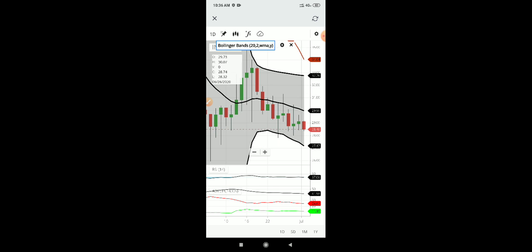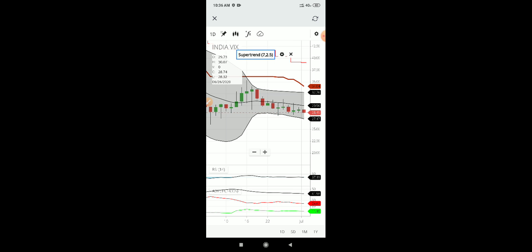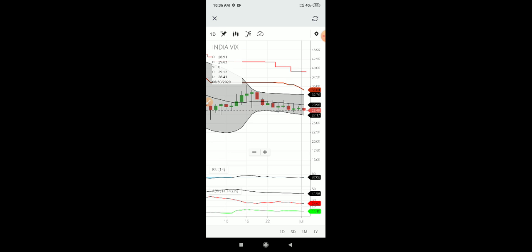But in India VIX, we will observe the trend in the hourly chart also along with the day chart. In the day chart, at present the LTP of India VIX is way below super trend and ATR trailing stop losses. See, this is the ATR trailing stop loss line. This is the super trend line.